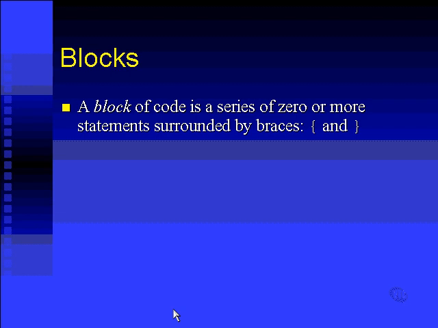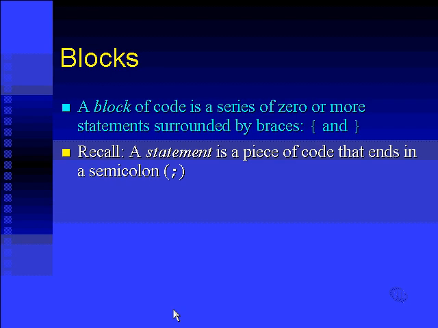Now what's a statement? Well, if you recall, I earlier mentioned that a statement is simply a piece of code that ends in a semicolon, like a printf or a scanf or an assignment statement. I guess there's an exception to that. A variable declaration is not a statement. It's just a declaration. So a statement is a piece of code that ends in a semicolon that actually does something. Okay, so a block is a collection of those. It could be just one of those, it could be zero of those.